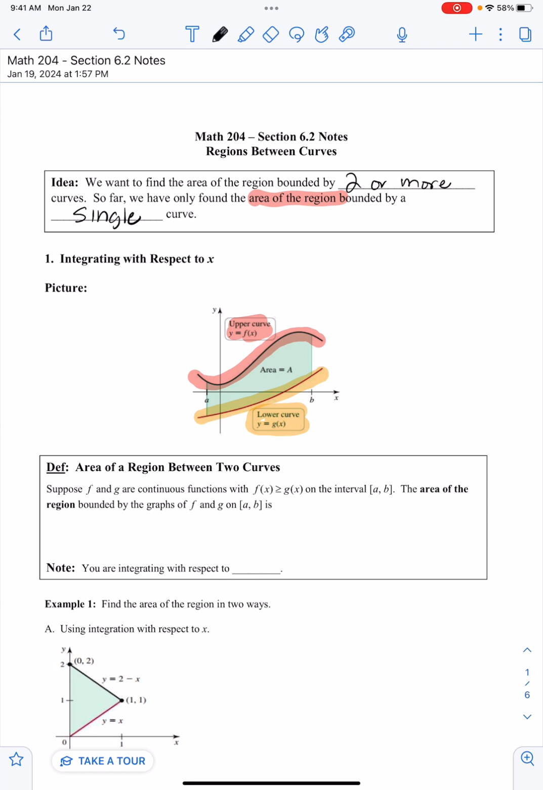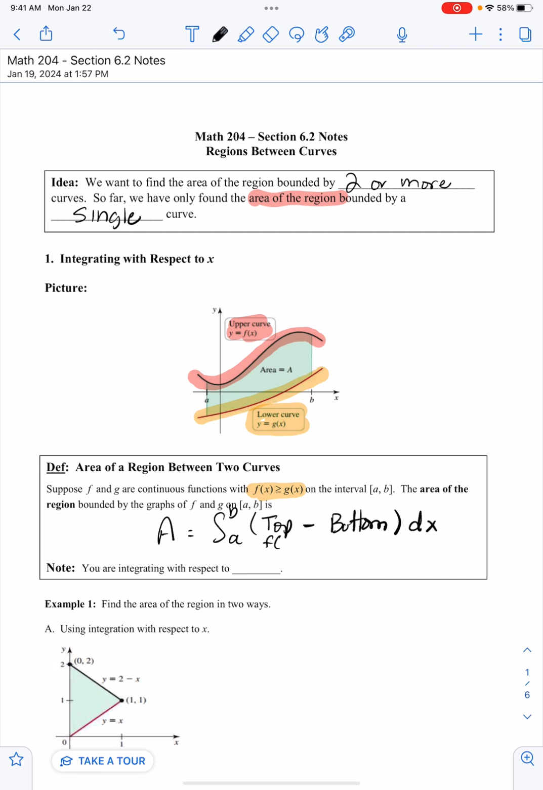If we have functions f and g that are continuous, we can see here, just like the picture shows, that f of x will be greater than or equal to g of x. So f of x is that upper curve. Then the area of the region bounded by those two functions on an interval from a to b is given as follows. We'll use A for area, and we'll go from a to b. And I really want you to think about this as the top curve minus the bottom curve, and we'll be integrating with respect to x.